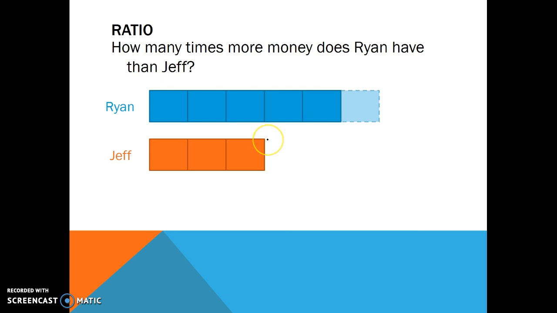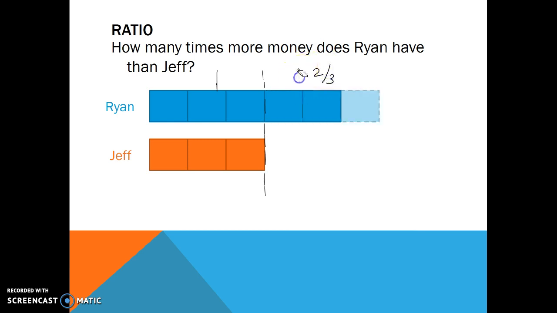Now we want to know how many times more money does Ryan have than Jeff? So let's look at Jeff's money as a unit of 1. So let's just draw a dotted line down our bar model here. And if this is a unit of 1, then Ryan doesn't quite have 2 units, does he? He's got 1, and then he's got basically another 2 out of 3 unit, 2/3 of a unit. So if this is 1 whole unit right here, Ryan only has 2/3 of it.